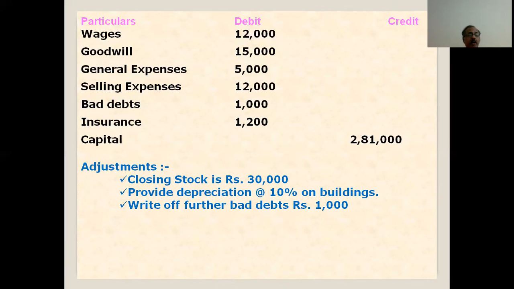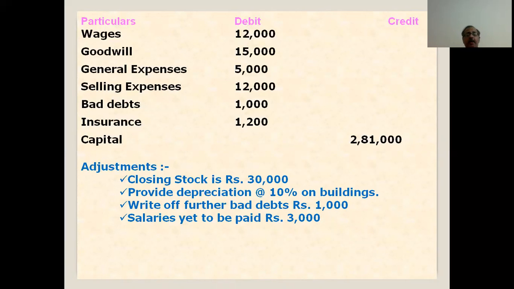The next item, write off further bad debts, 1,000. It is a loss, so it will be showing on the debit side of the P&L account. The second effect is that further bad debts will be deducted from sundry debtors.